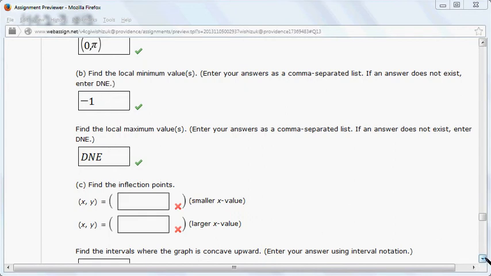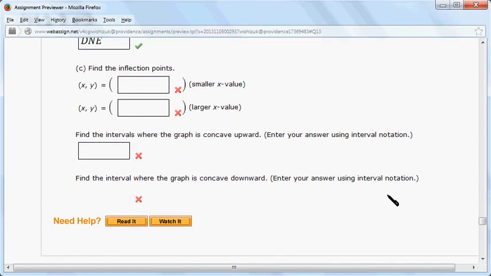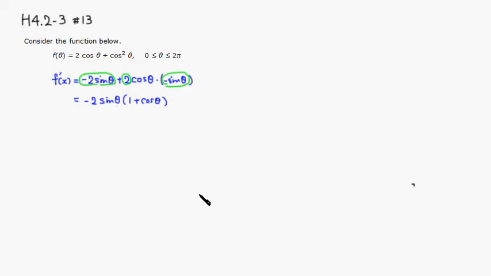All right, let's look at part C. For part C, we need to find inflection points and where it is concave upward and concave downward. In order to find inflection points and discuss concavity, we need a second derivative. So let's find the second derivative. f double prime of x is equal to, right? We need to use the product rule.